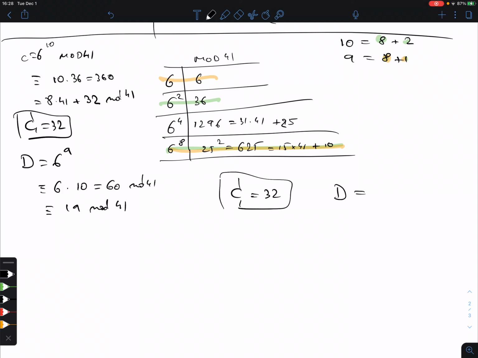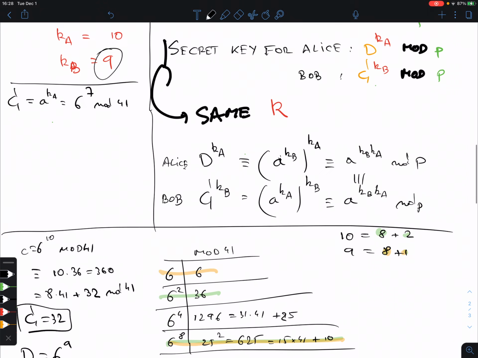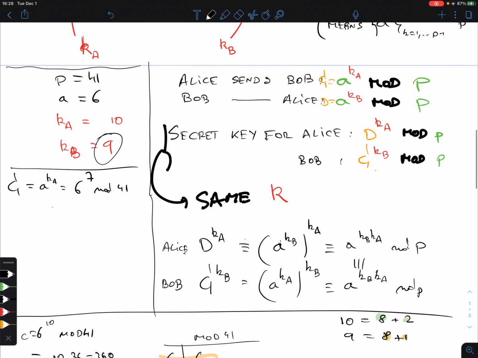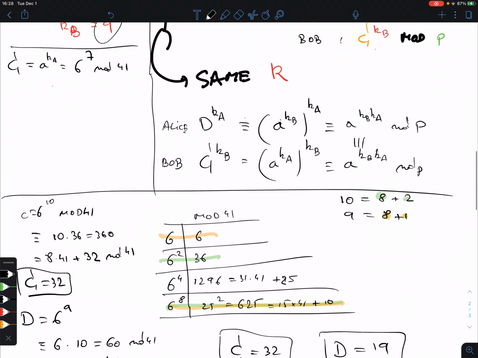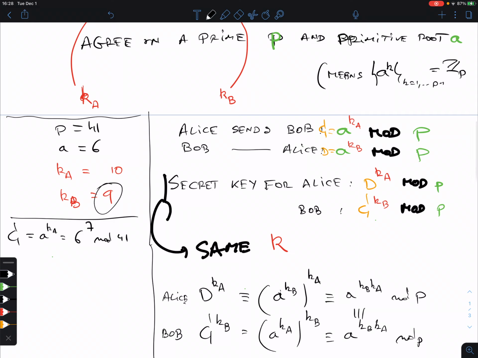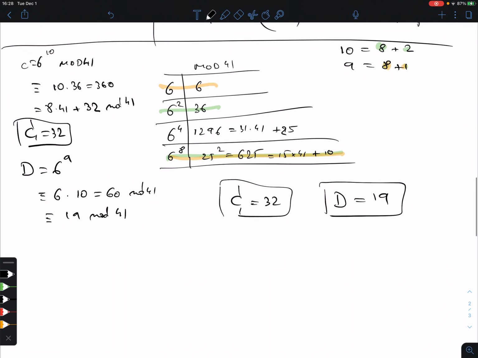So C is 32, D is 19. Alice sends this to Bob, 32, and Bob sends this, perhaps I should call them, I'm not happy with the choice of letter that I see, C and D. Okay, I'll stick with it now. So C is the one that Alice sends to Bob, and D is the one that Bob sends to Alice. Okay, so these are the two.